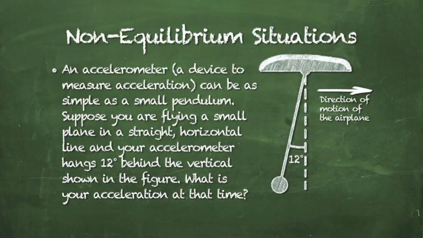Okay, let's do another example. In this example, it talks about an accelerometer that consists simply of a pendulum, an object suspended from a string. And the problem statement says, an accelerometer, a device to measure acceleration, can be as simple as a small pendulum. Suppose you're flying a small plane in a straight horizontal line, and your accelerometer hangs 12 degrees behind the vertical, as shown in the picture. What is your acceleration at that time?